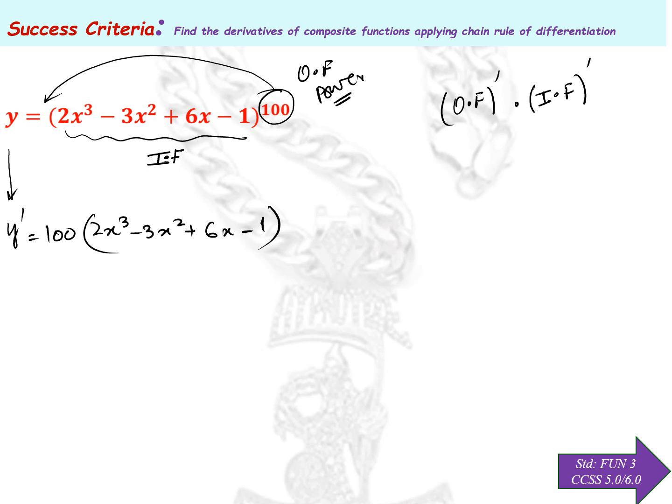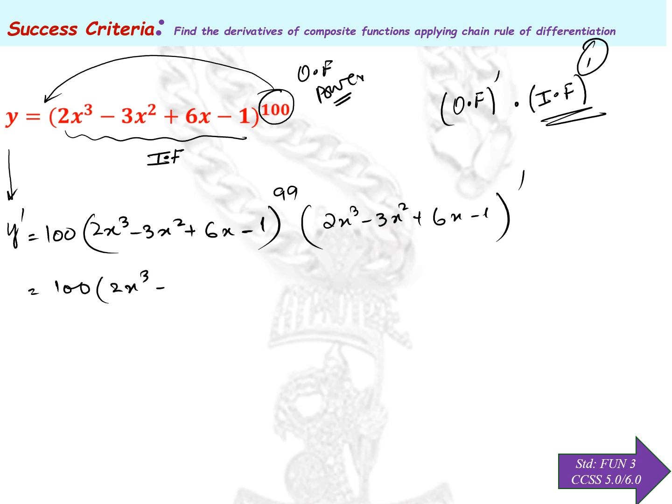From the power in the power rule, we subtract 1, that is 99. Now write the inner function as it is because you have to take the derivative. So write the inner function as it is, and on the top write the prime, means take the derivative. Now write everything before as it is, no change, because the derivative is already finished.